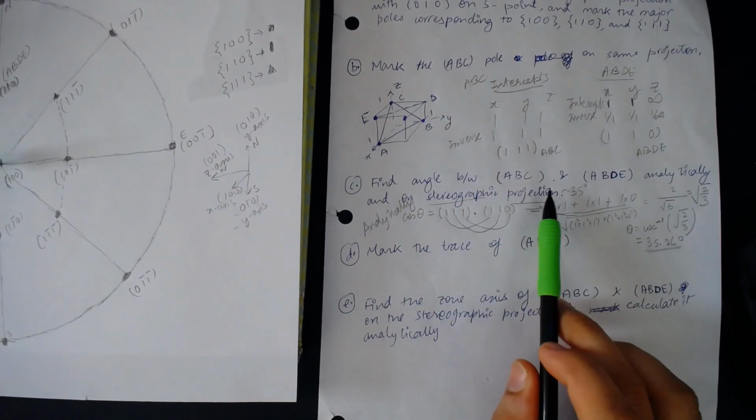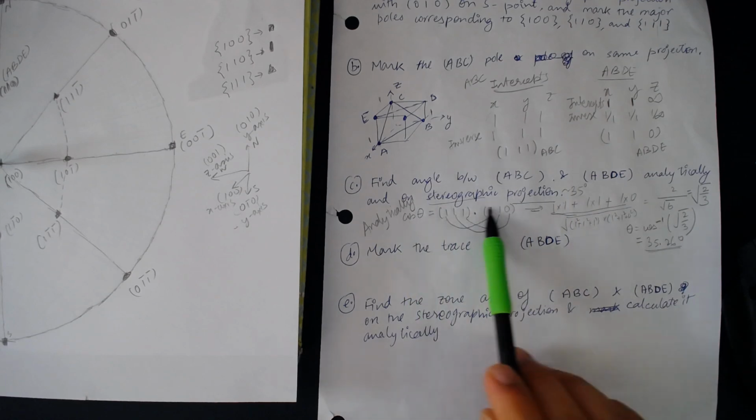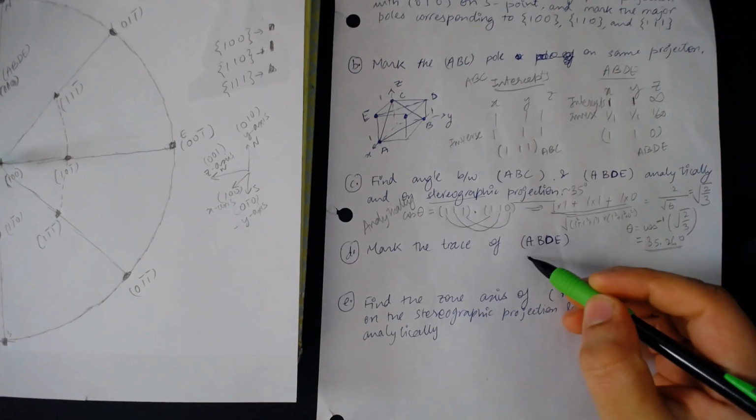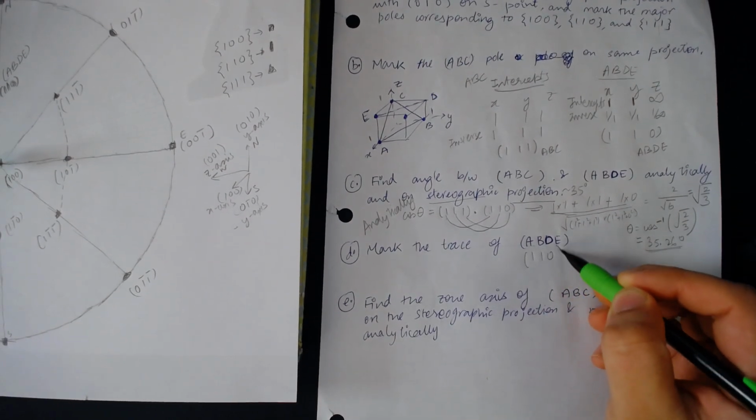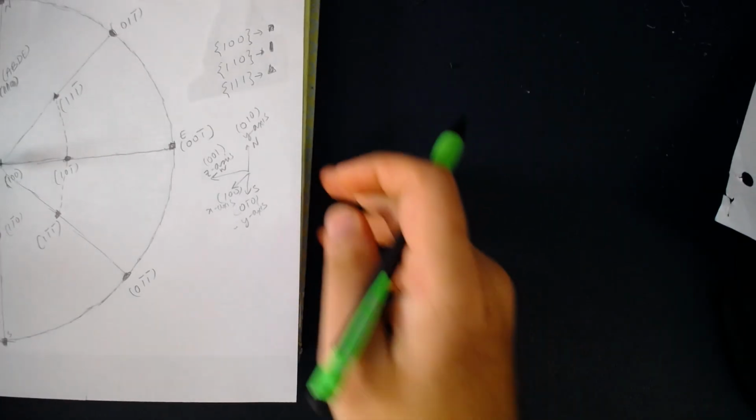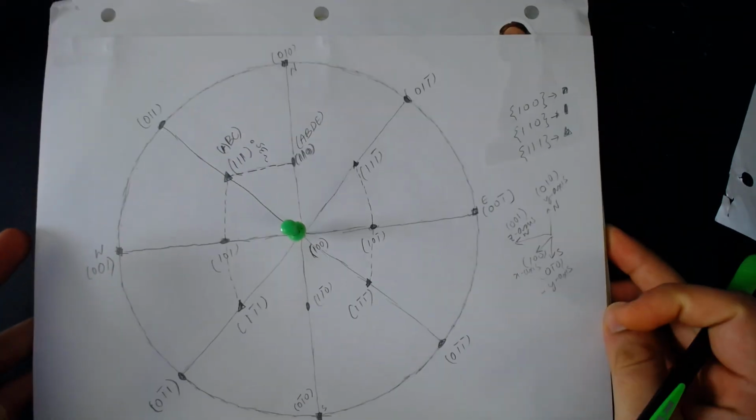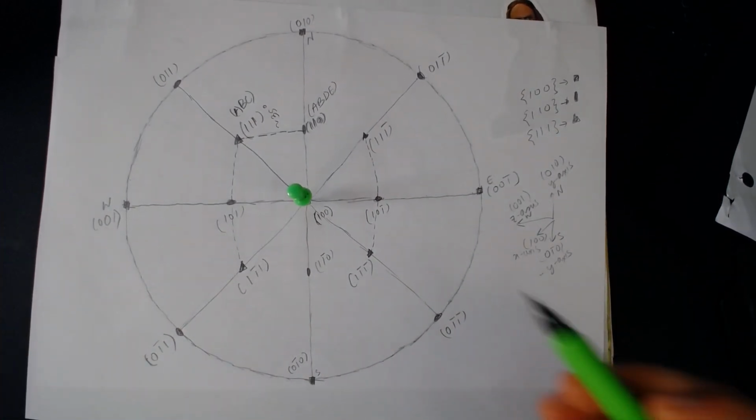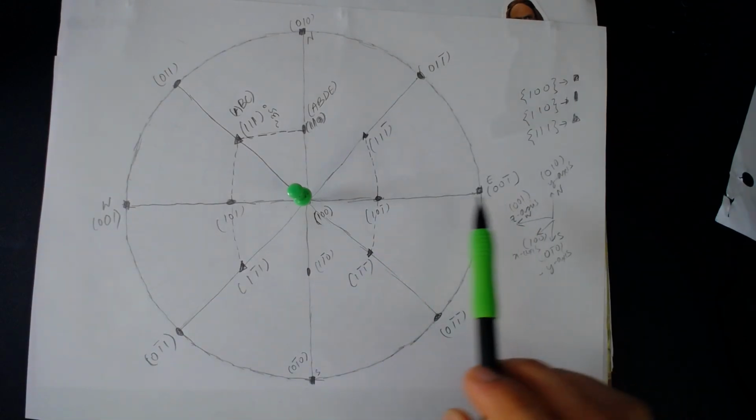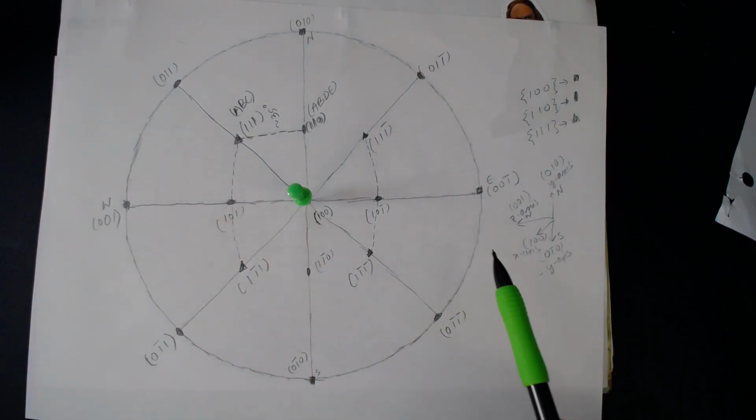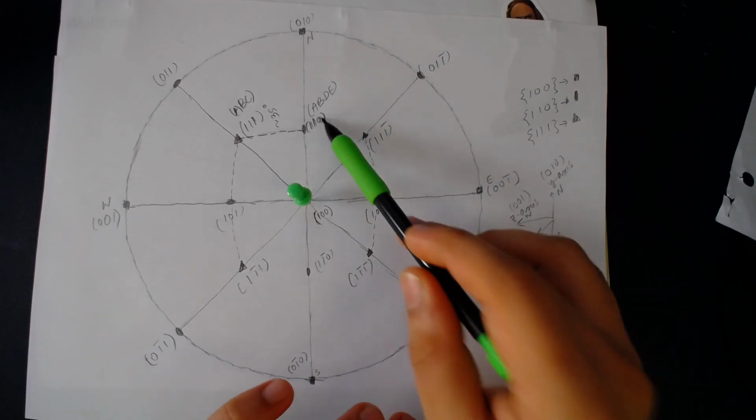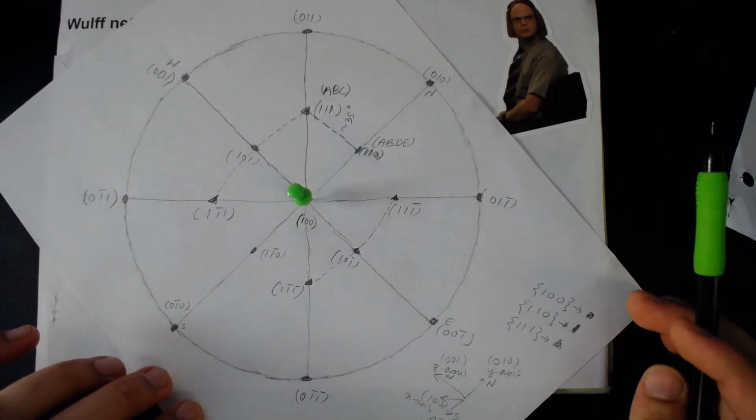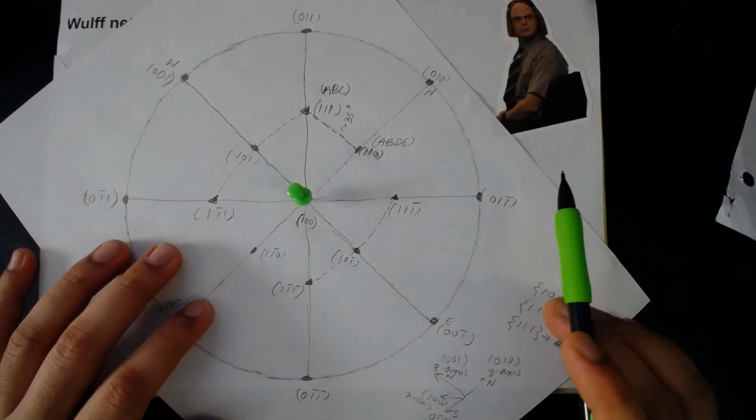And then we also showed how to do it on the stereographic projection by getting them on the same great circle. Now the next question is to mark the trace of ABDE. And just to reiterate, ABDE was 110. And if you remember from the previous video, the steps involved for marking the trace is that you take that pole, get it on the horizontal axis, and then count 90 degrees. So this is the ABDE. Let's rotate that so we can get that on the horizontal axis.